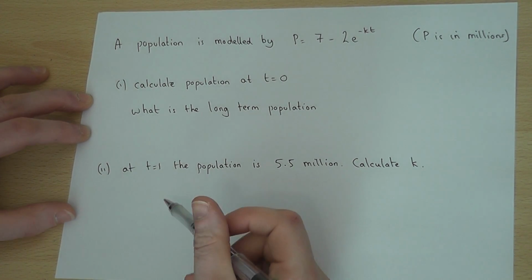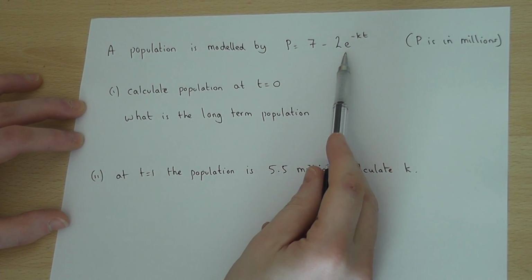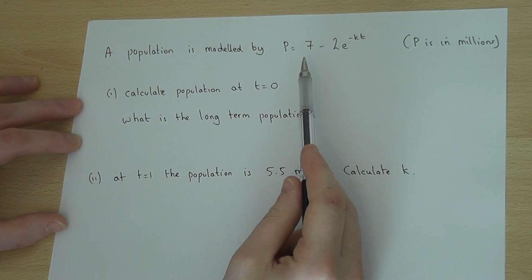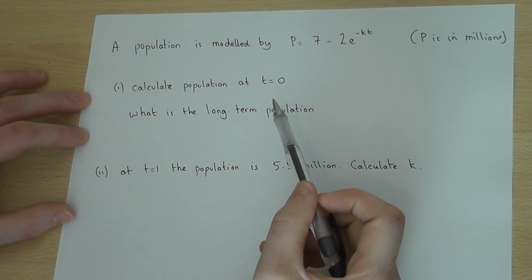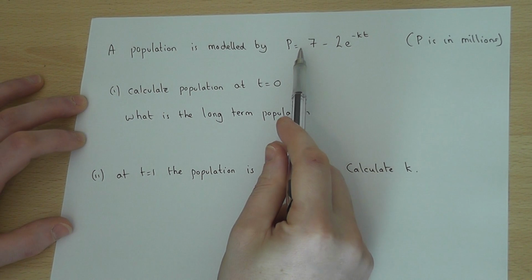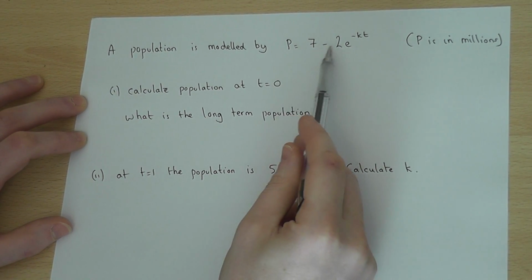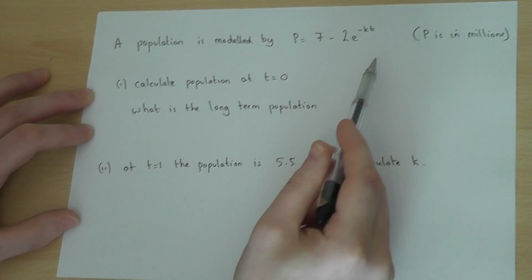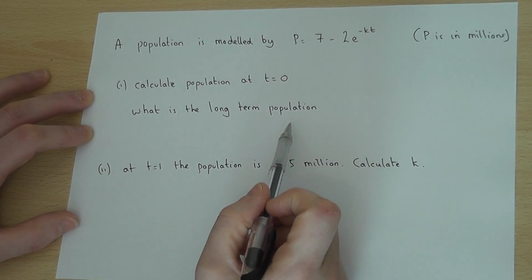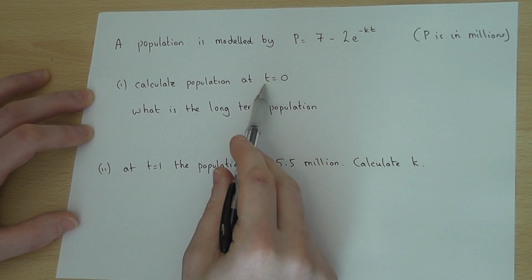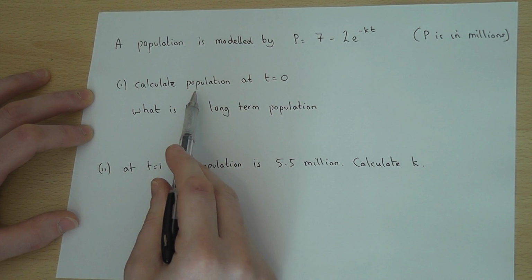This video looks at how we can use the exponential function to model populations. And we're given a model, p equals 7 minus 2e to the minus kt. Now k is currently unknown. Now part 1 just says, suppose t equals 0, what is the population?